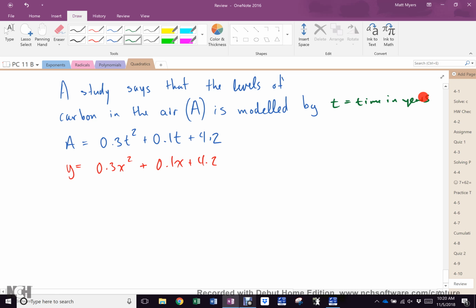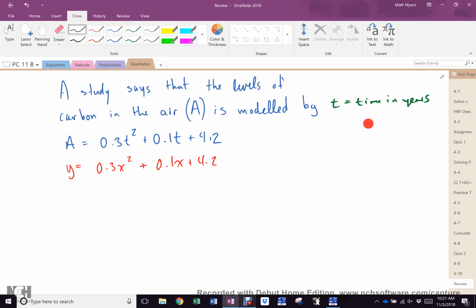So I'm going to ask you two questions about this. Today, right now, what would you say is our value for time? That's one thing you could say. That's a year. Okay, what else could you write there? I'm starting the study today. So how many years have passed? 0. So you could put either of them there.